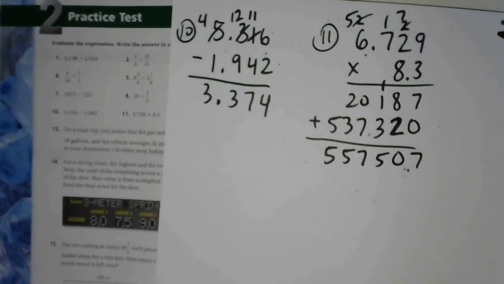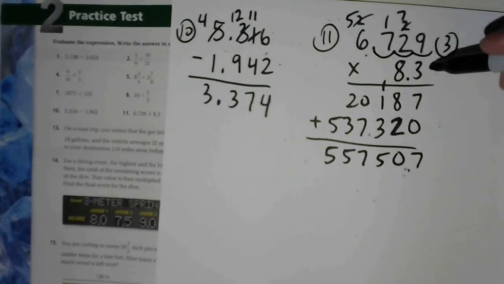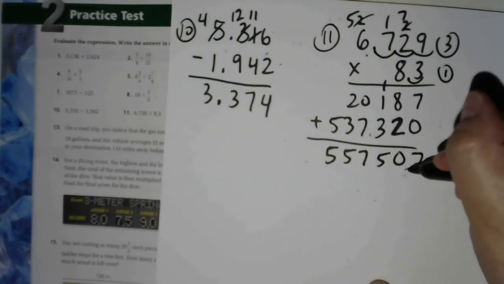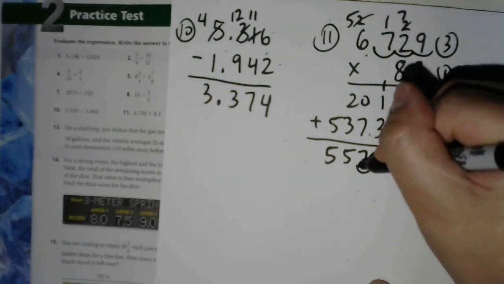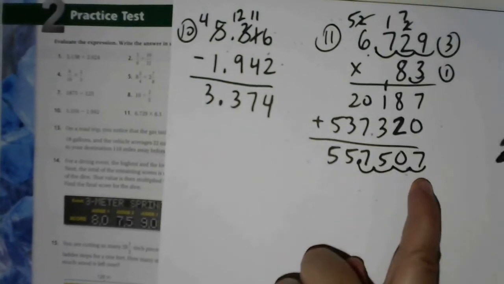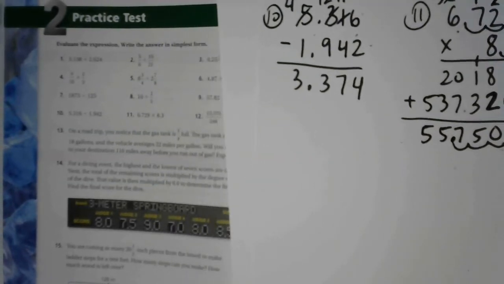Now think about your decimal point. 1, 2, 3 moves here. One move there. 1 plus 3 is 4. So whoop, whoop, whoop, whoop, 4 times over. Our answer is 55 and 7,507 10,000ths. That's number 11. Let's now look at number 12.